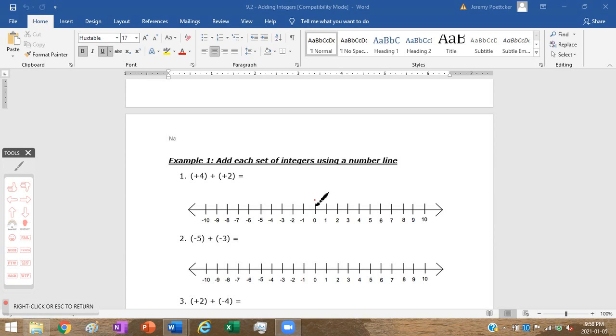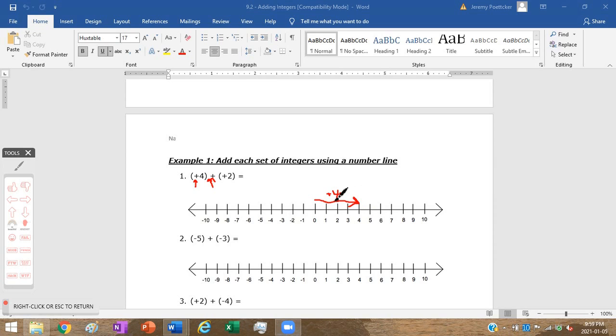So positive 4, arrow starts at 0, comes up to here. What I should do is write above this that this is positive 4. And I don't want you to say that this is plus 4. This positive sign and this addition symbol, we read them differently. I know they look the same, but we read them differently. This is positive 4 plus positive 2.